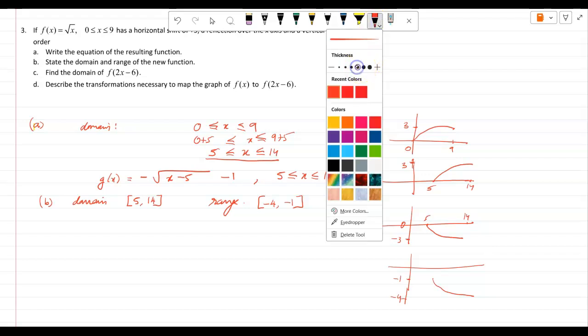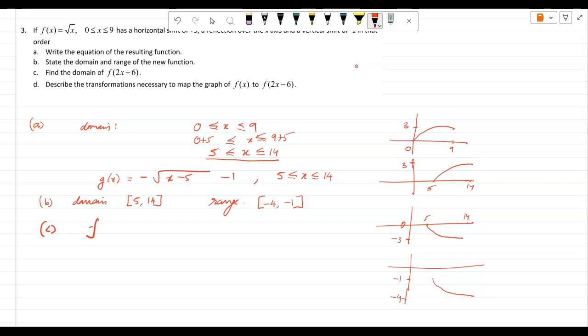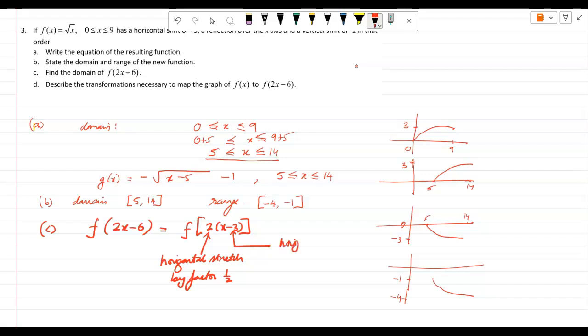Part C. Find the domain of 2x minus 6. What is the meaning of 2x minus 6, first of all? First thing you need to do is remove 2 common: 2(x minus 3). So what is this and what is this? That is a vertical stretch by factor 2. Wrong. Horizontal stretch, because this is inside the bracket. Horizontal stretch by factor 1/2, sorry. And then right 3 units. Horizontal translation, right 3 units.